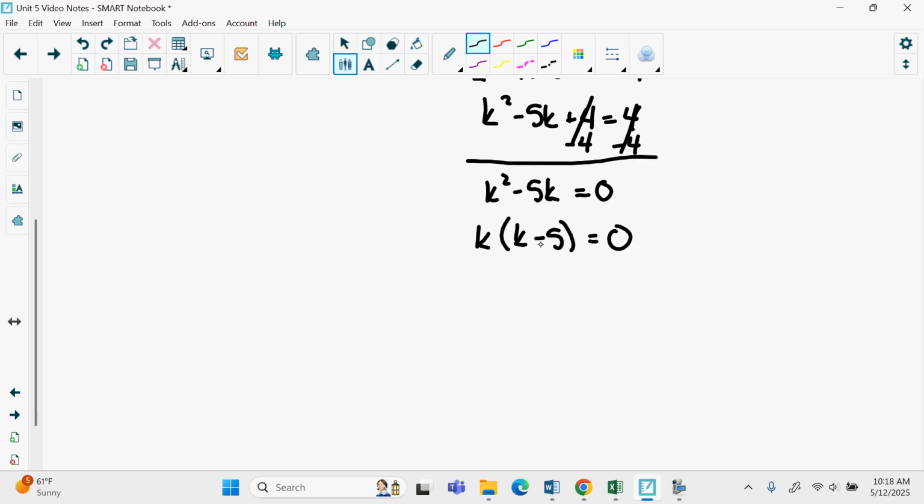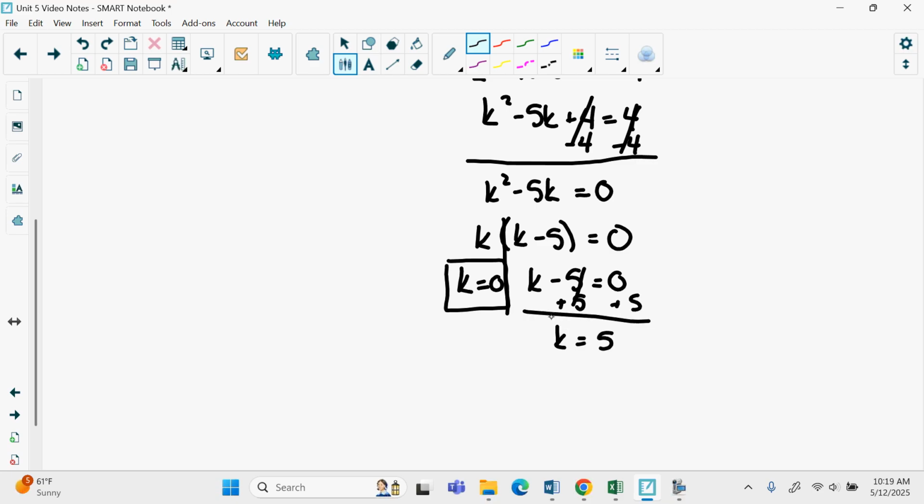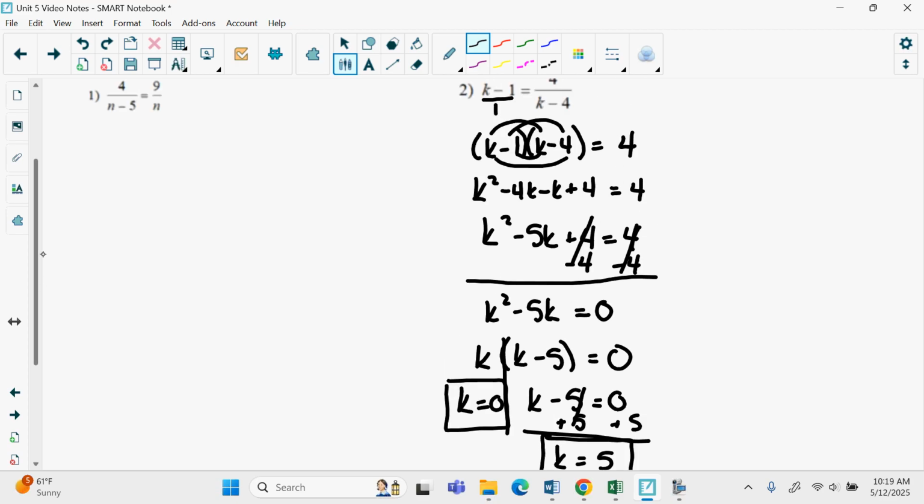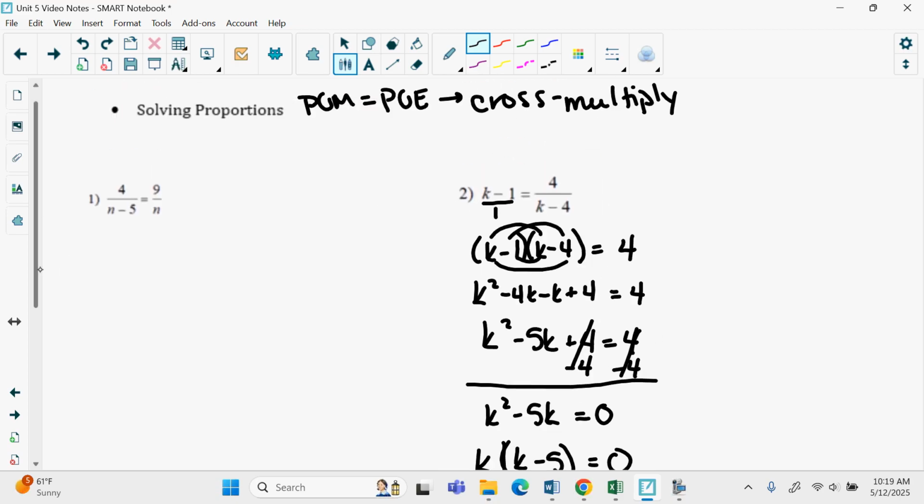And then once I've got a product of two things equals 0, then I know that one of those things must be 0. So either k equals 0, and that's one solution, or k minus 5 equals 0. And so if I just add 5 to both sides, k equals 5 is my other solution. So this particular proportion actually has 2 different values of k that will make it true, which is interesting.